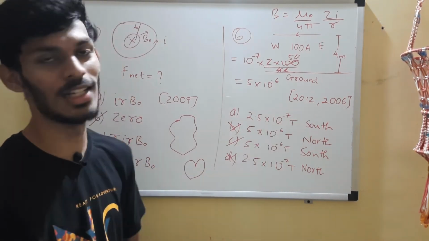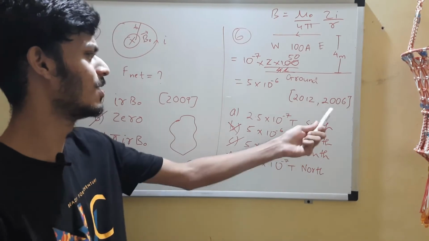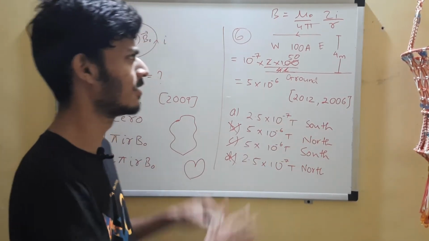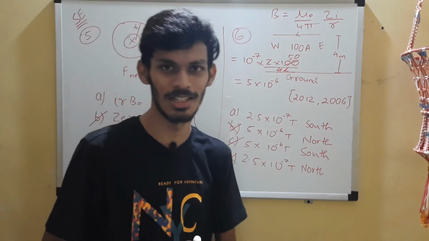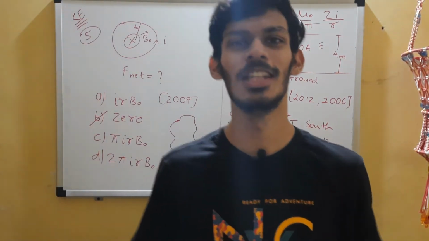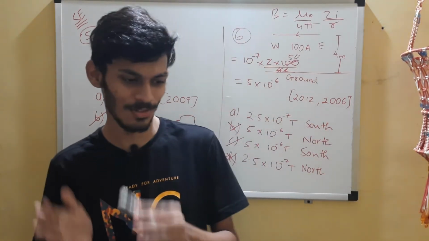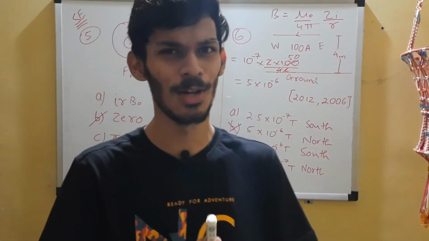You can see that this question has repeated over the years, once in 2006, then again in 2012. Just a simple formula based question. So let's move to the next question now. That's all from the super easy category. We'll step up the level now, so get ready.